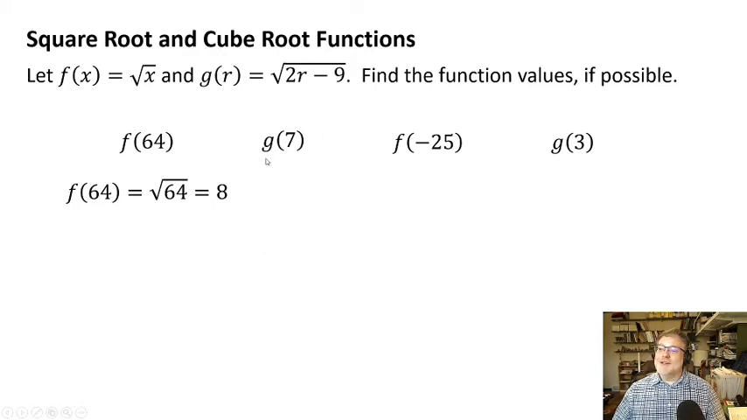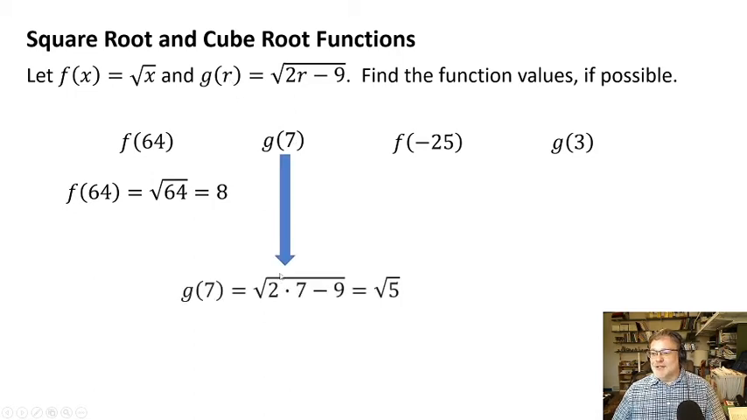We're going to switch here to g of 7. So we're replacing r with 7 in this expression. So g of 7 is equal to the square root of 2 times 7 minus 9. Order of operations says let's do multiplication first. 14 minus 9, that's the square root of 5. 5 isn't a perfect square, so we have to leave it just like that, square root of 5. Now we can describe it as a decimal, but the most exact way of describing it is just the square root of 5.